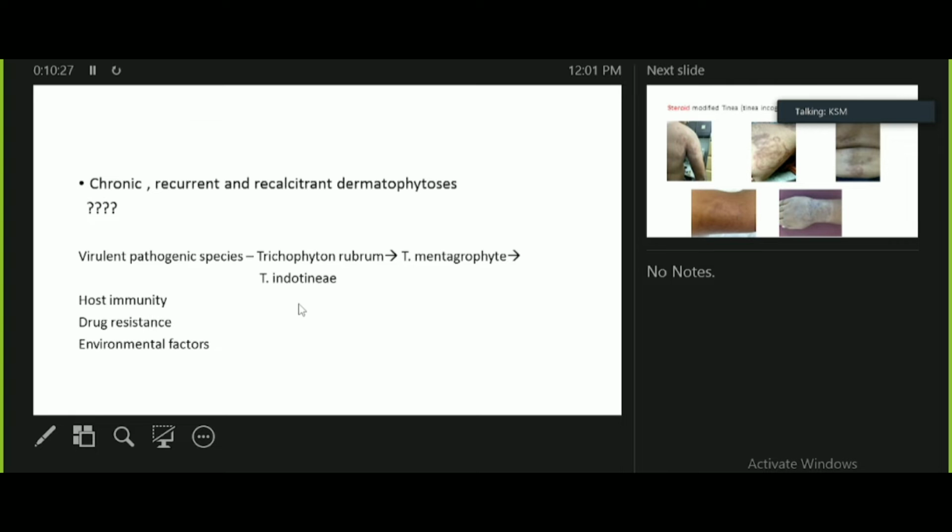And a few weeks ago in MRI, they isolated Trichophyton indotineae. This causes disease which is resistant to treatment. And also host immunity factors affect this recurrent, recalcitrant dermatophytosis, and also drug resistance and some environmental factors.